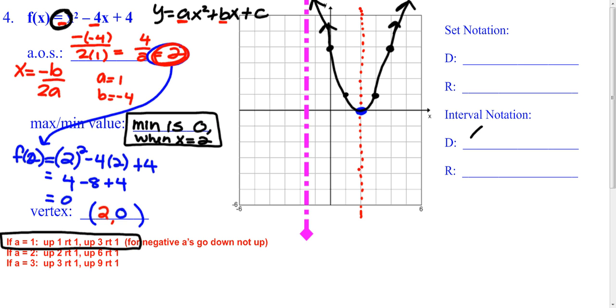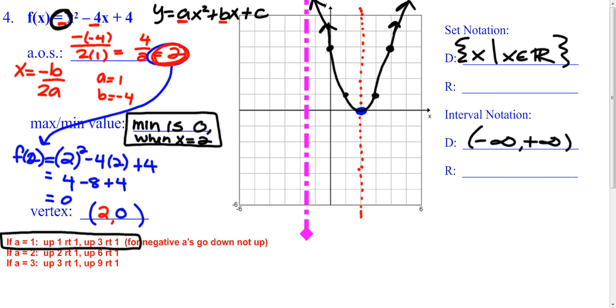So in interval notation, it goes from negative infinity to positive infinity. And in set notation, it'll be the set of all x, such that x is a real number, or you can write it like this. X is an element in the real numbers. That means it's all real numbers, okay? Or you can even write a sentence if you want. X is all real numbers, okay?